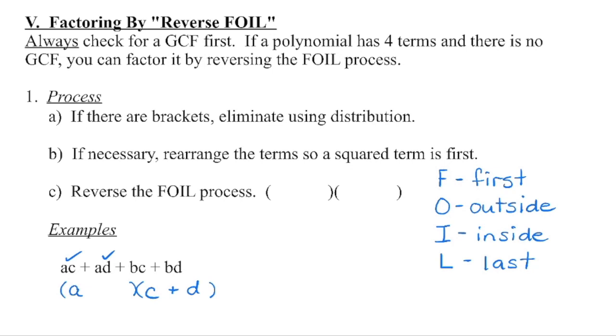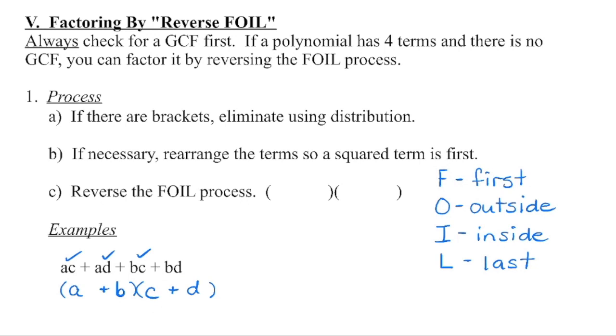And then I stands for the inside terms. So C times something is going to give us one of those terms. And I can see this is the only term with a C in it. So we're going to go ahead and fill in the B. When I multiply those inside terms now, B times C gives me that BC term.